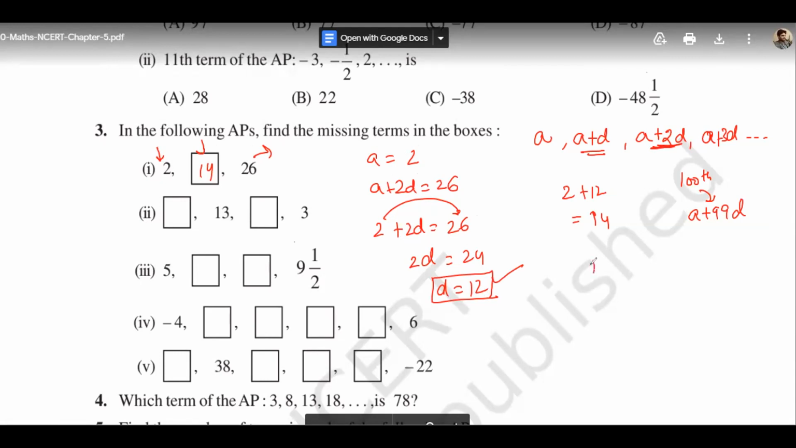Now you find here that D is equal to 12, and you need to find out the middle term, meaning the second term. The second term of an AP is A plus D, so you can write A plus D is equal to 2 plus 12, which is equal to 14. Got it?